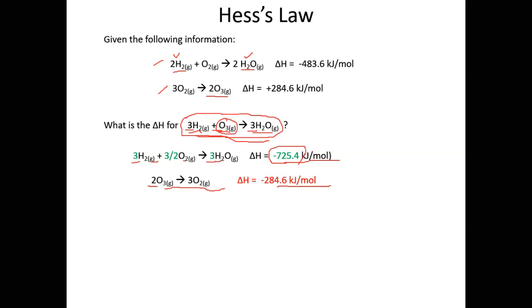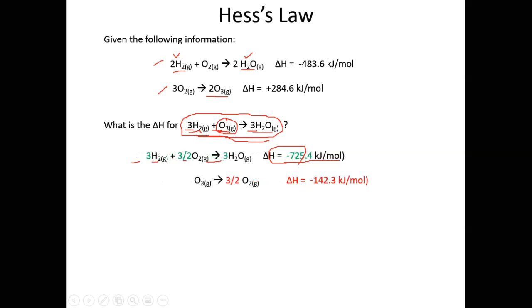So we need to multiply the entire equation, not just the equation. Got to multiply the equation and delta H. We multiply the entire thing, including delta H. Don't forget delta H. So when we do this, we now have ozone with a coefficient of 1, and the delta H has been multiplied by a half as well. And then we have 3/2 O2. So don't worry, we have 3/2 O2 on the reactant side, we have 3/2 O2 on the product side.